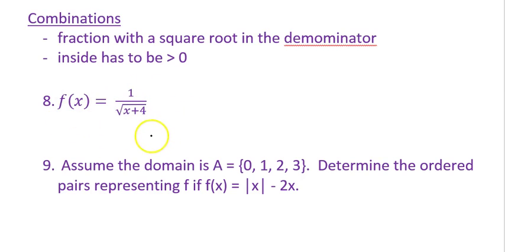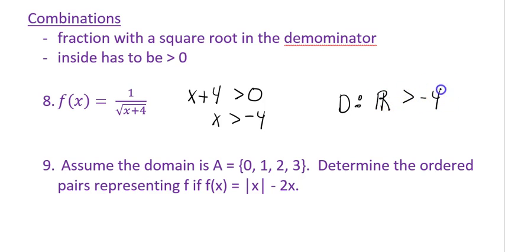So number 8 is our example of a combination of a fraction and a square root. You take the denominator that's inside of the square root, and you say it has to be greater than 0, because we can't have i's and we can't have 0 on the bottom. So then all I have to do is subtract. I get x greater than negative 4, and therefore my domain is all real numbers greater than negative 4. So again, just try to keep straight when it is not equal to, when it is greater than, and that should make sense with rules that you have used in the past about fractions and square roots.